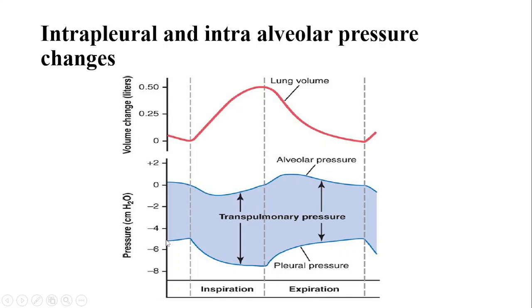In inspiration, you can see that the intrapleural pressure decreased from minus 5 centimeter of water to about minus 7.5 centimeter of water, and during expiration that reverses, that is, the intrapleural pressure increases from minus 7.5 centimeter of water to minus 5 centimeter of water.